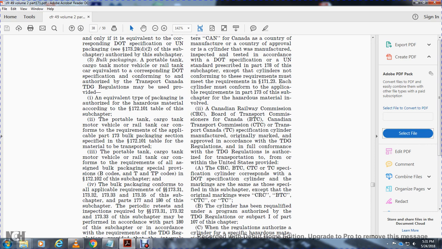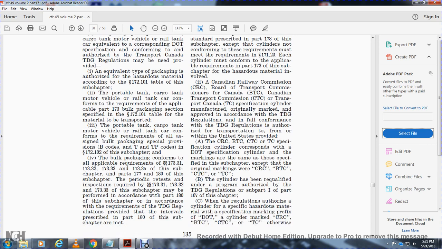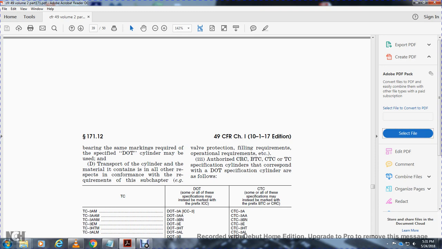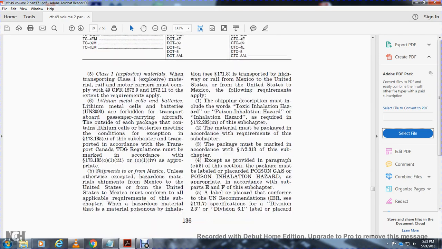CTC and TC cylinders have been qualified under the program authorized by the TDG regulations of Part 107 of the subchapter. When the regulation authorizes the cylinder specified as material specification marks under the DOT cylinder marks, CRC, BTC, CTC, TC, otherwise bearing the same marking required of the specification DOT cylinders, may be used for transportation without the materials contained. All other requirements in this chapter conform: requirements of the subchapter, valve protection, filling requirements, operational requirements, etc. CRC, BTC, CTC, TC specification cylinders correspond with the DOT specification cylinders as follows.